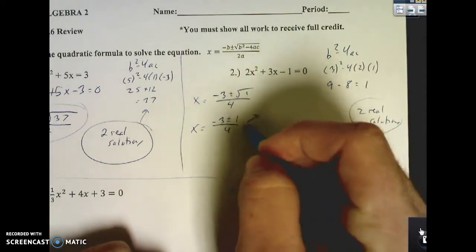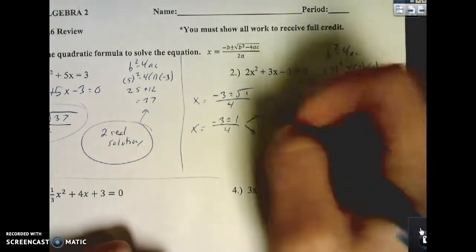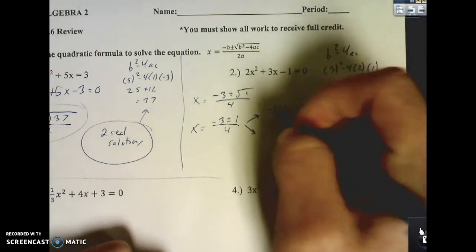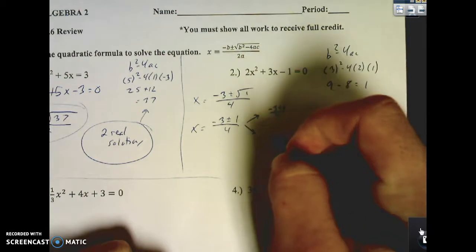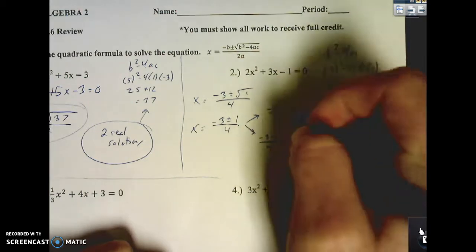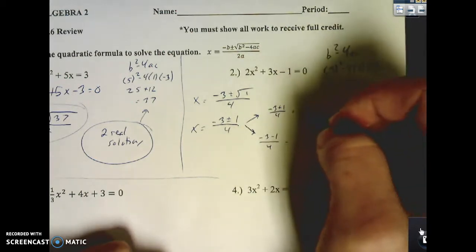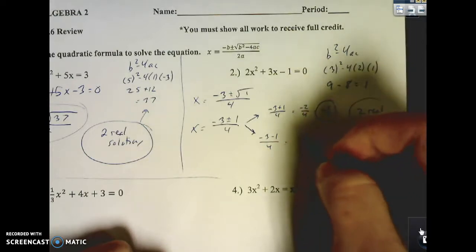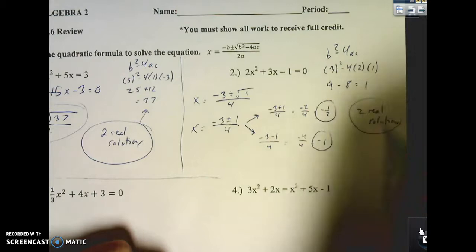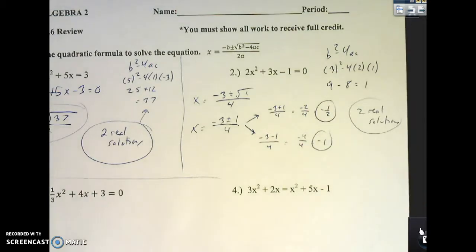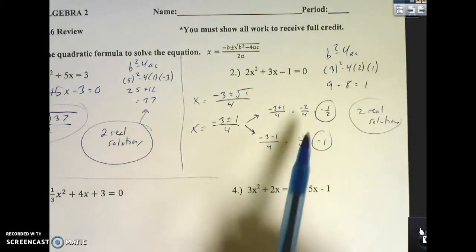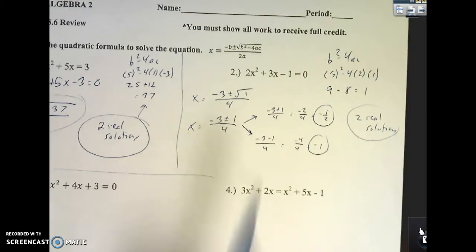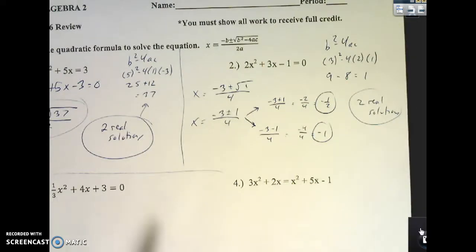Now, I want you to break this up since they're all real numbers. I got negative 3 plus 1 divided by 4, and negative 3 minus 1 divided by 4. Up top, this is negative 2/4, which is negative 1/2. And down low, I got negative 4 over 4, which is negative 1. So yes, I want to see these two answers. Do not just stop right here, because they're all real numbers, you can work with it. It's not that hard of a thing to do.